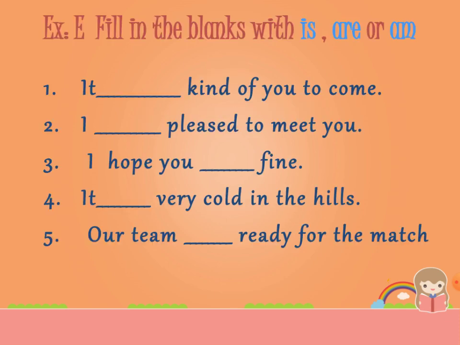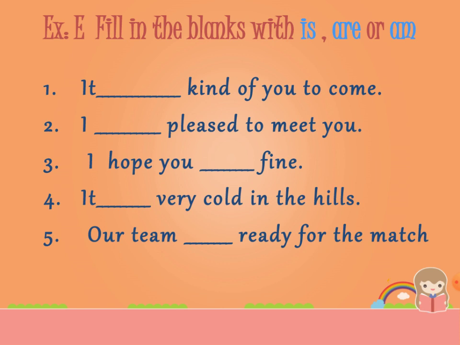So let's move on to the textbook exercise E. Fill in the blanks with is, are, or am. So dear children, whenever you get a singular subject, you have to use is. Whenever you get a plural subject, you have to use are. And whenever you have I in the subject, then you have to use am. Okay? So let's go on.